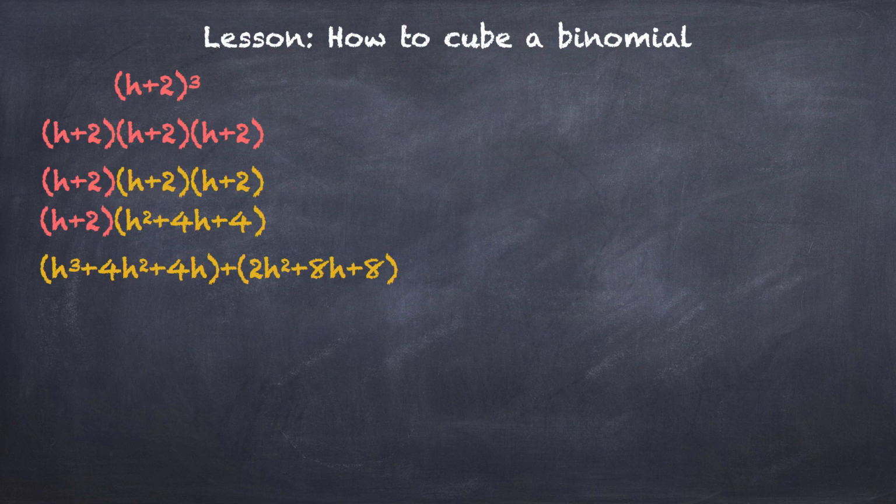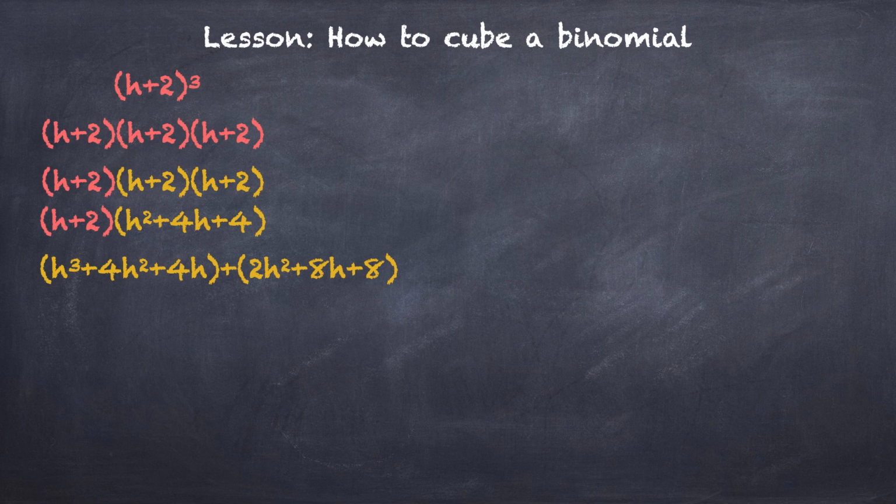So h times h squared is going to be h cubed. As you can see, that's the first term in the whole thing. And then 4h times h is going to be 4h squared. That's the second term. H times 4 is going to be 4h. That's the third term. And then, because we finished the whole term, we move on to the 2. 2 times h squared is going to be 2h squared. That's the fourth term.